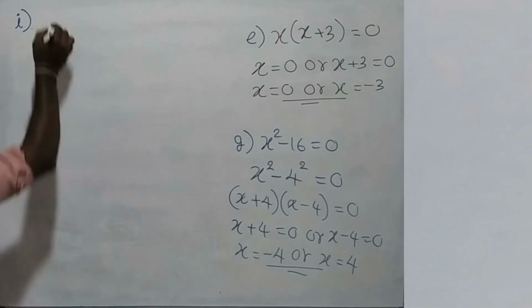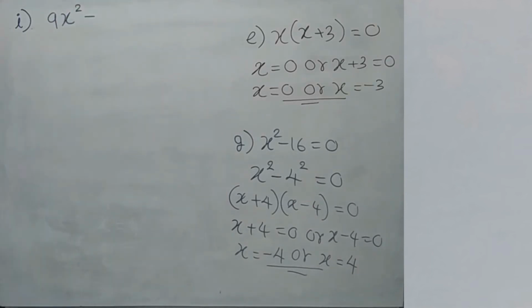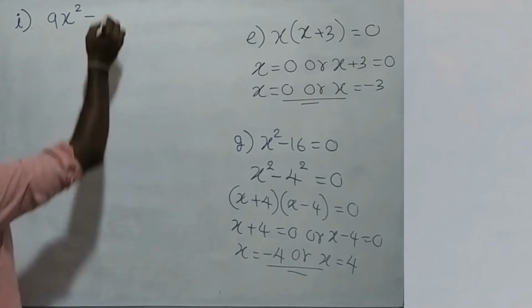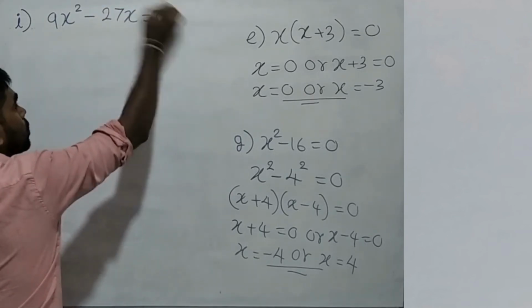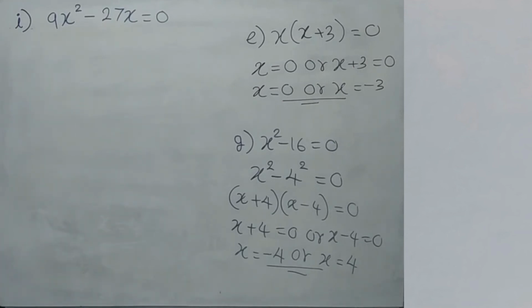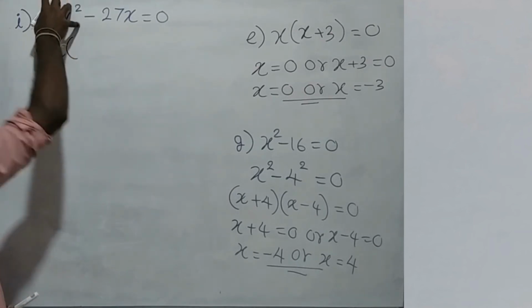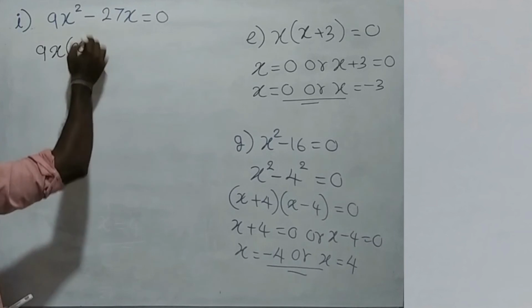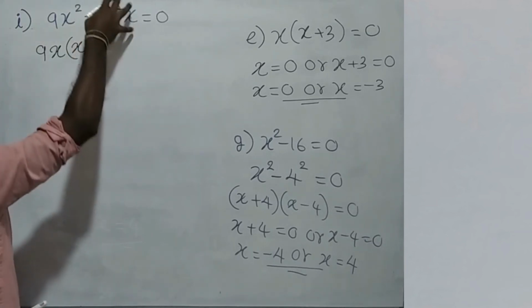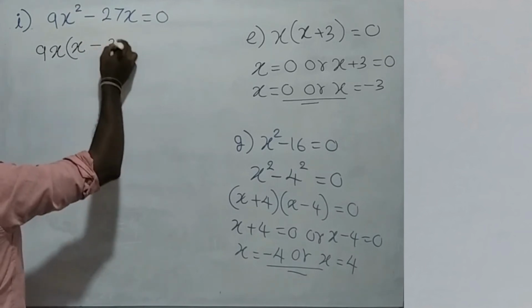In part I, 9x squared minus 27x equals 0. We have to factorize because there is not a product. We can get a common factor from both terms of the left hand side. We can get 9x as a common factor. 9x squared divided by 9x, the answer is x. Minus 27x divided by 9x, minus 3, equals 0.